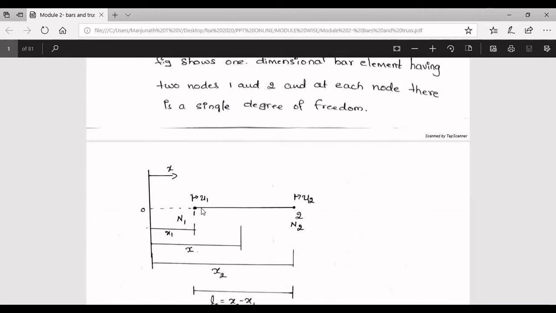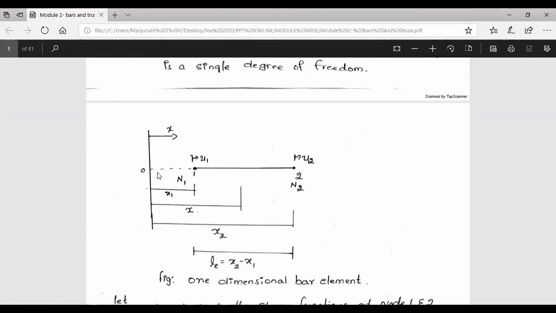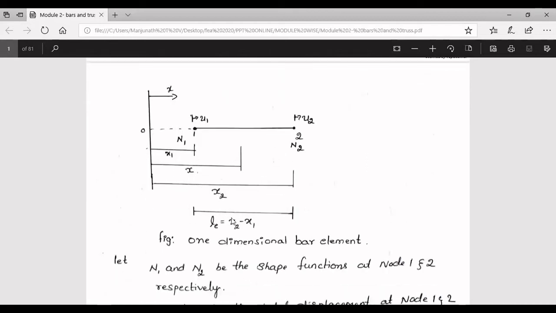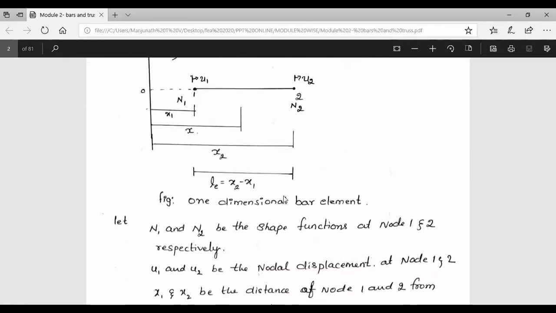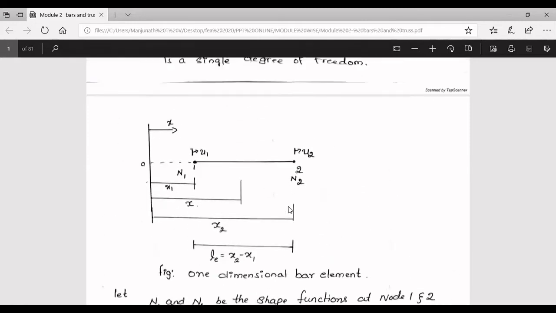Let us take the one-dimensional bar element which has two nodes, node number 1 and node number 2. At node number 1, the displacement is u1. At node number 2, the displacement is u2. The shape function at node number 1 is N1, and at node number 2 it is N2. Here x1 is the distance from the origin; the variable x at node number 1 is x1, and at node number 2 is x2. The difference x2 minus x1 gives the element length. So this is the diagram for the one-dimensional bar element.